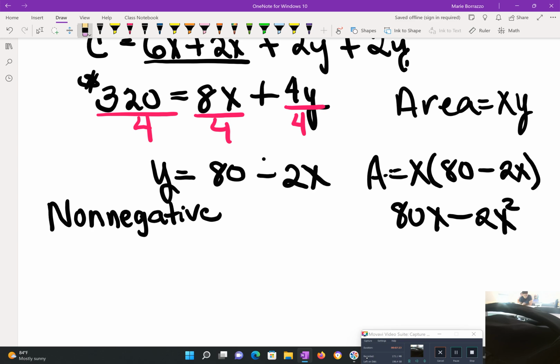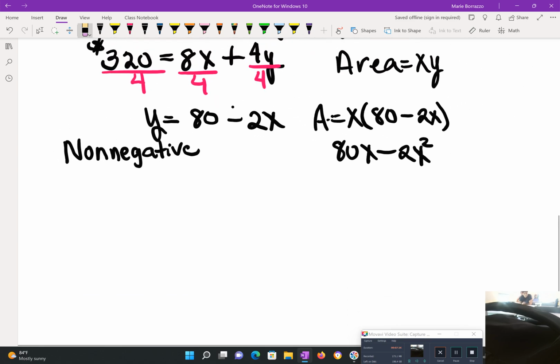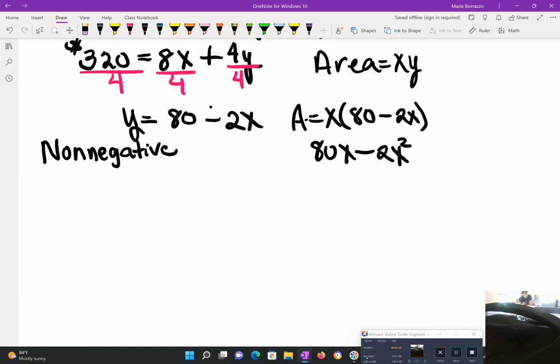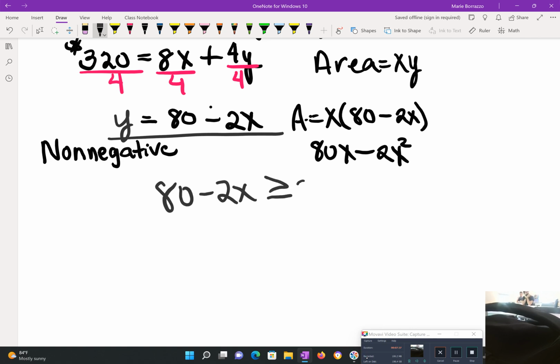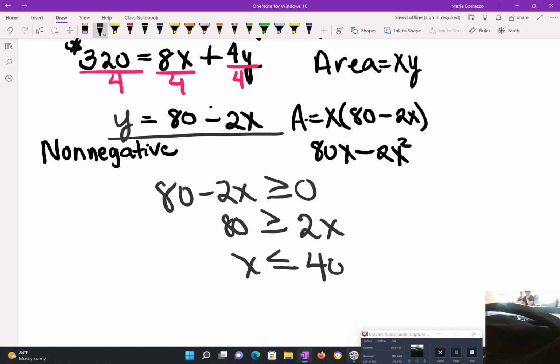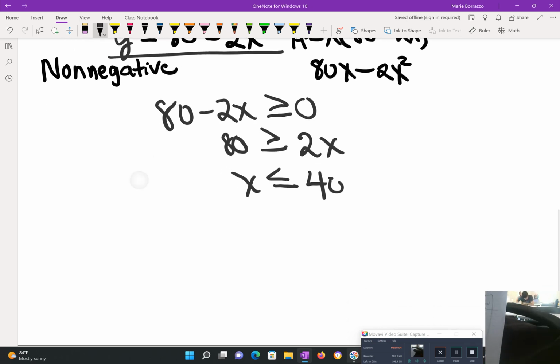Okay. So if it's non-negative, here's what we know. We know that this y formula, 80 minus 2x, has to be greater than or equal to 0. If I solve for this, then I get 80 is greater than or equal to positive 2x, and divide by 2, I end up with x is less than or equal to 40. Do we agree? Yes. Okay. Now, based on the question, we want to maximize the region.